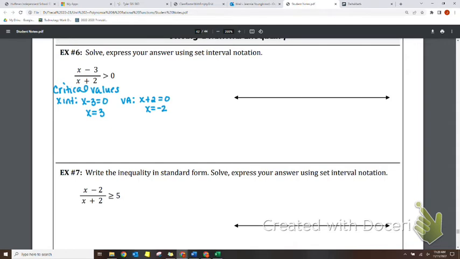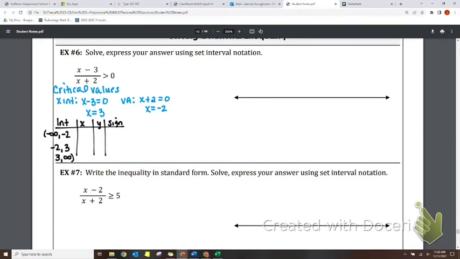So those are my two critical values. And so now when I go to make my table, it's going to be from negative infinity to 3. I'm sorry, just kidding, to negative 2. Negative 2 to 3, and 3 to infinity.